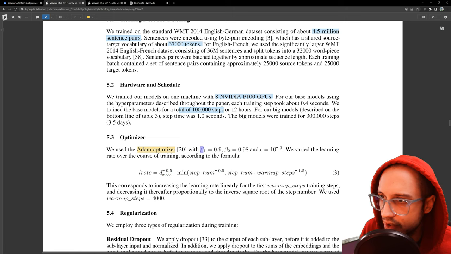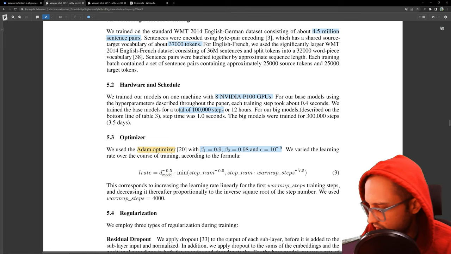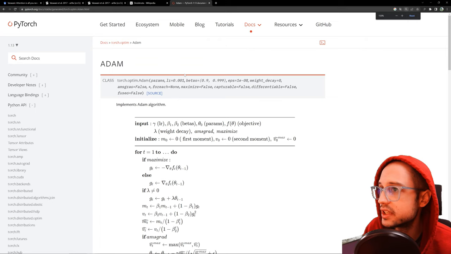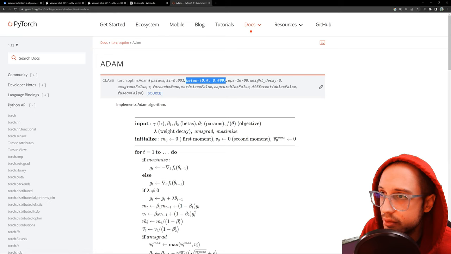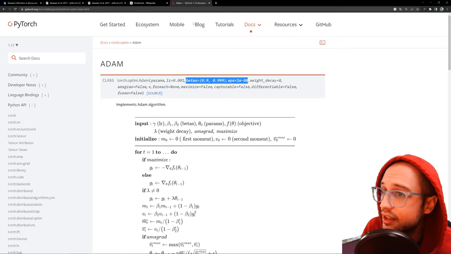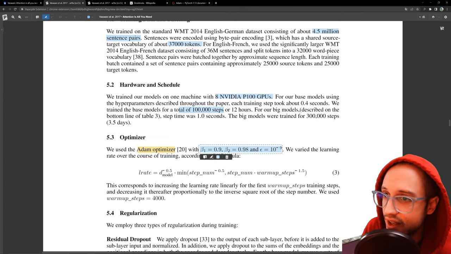The Adam optimizer has these hyperparameters here. If you look at the PyTorch Adam optimizer, that's what these are. The defaults are betas equals 0.9 and 0.999, and epsilon is 1e-8. The ones they used are just slightly different: 0.9, and then they made beta 2 a little bit smaller, 0.98. The default epsilon in PyTorch is 1e-8, and here the epsilon they use is 10 to the negative 9, so a little bit smaller.